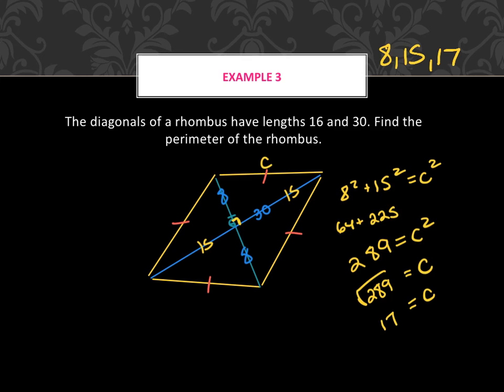How would I find the perimeter? Times 4. Good. There's 4 of them. So 17 times 4 is 68. The standardized tests love these kinds of questions, right? They don't usually ask straightforward Pythagorean theorem, but they will ask stuff like this that uses the Pythagorean theorem. Questions on that one?